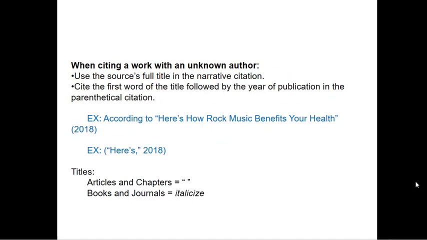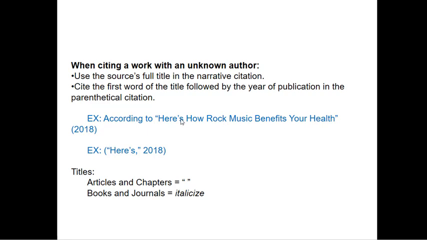And so if you're citing a work with an unknown author, what you want to do is use elements of the title. It's pretty easy if it's a narrative citation, because you're just going to lead into it. You can say "according to," and then put the entire title into the body of what you're writing. So it's a little bit easier to reference it that way.